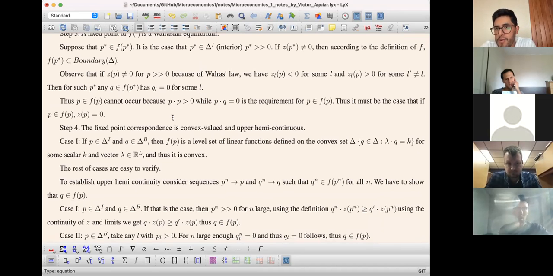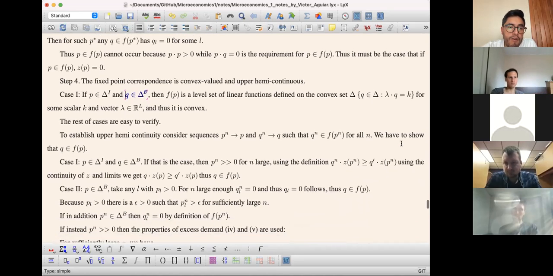So at this stage, this part of the proof is merely technical. The previous part was the most important thing, the creation of the F. So the first thing is case one: if you have a price P that belongs to the interior and a Q that belongs to the boundary, then F of P is a level set of linear functions defined on the convex set. Essentially, Q belongs to the simplex such that there is a constant vector L, and the inner product of L with Q is equal to K, a scalar. Because of that, it has to be a convex set, since you can just combine these linear functions. And then the rest of the cases are easy to verify.